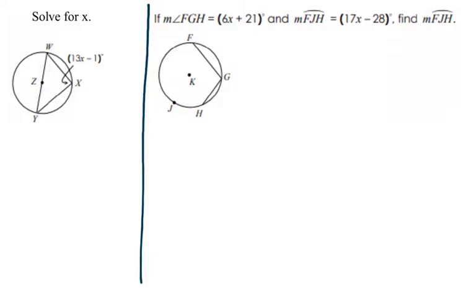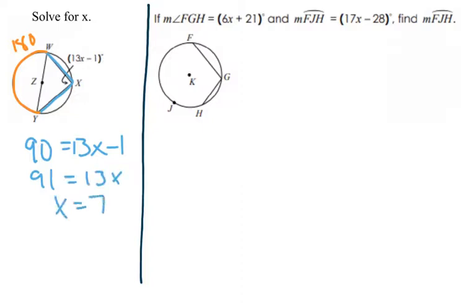Okay. I want you to try the first one on the left. I want you to pause the video and try it. 1, 2, 3. Alright, so what you should see is that you have an inscribed angle, an intercepted arc that's actually a semicircle. So that angle has to be equal to 90 degrees. So then I add 1 to both sides. I'm going to divide by 13 and I get x is equal to 7. Okay, I'm going to do the next one with you.